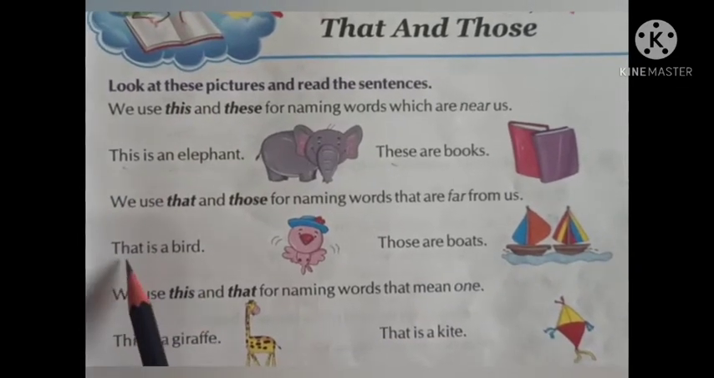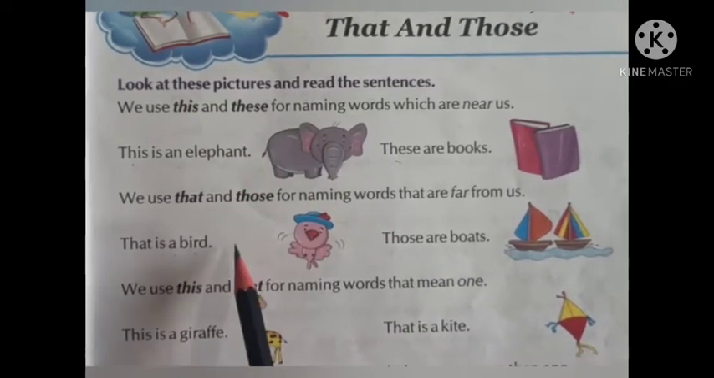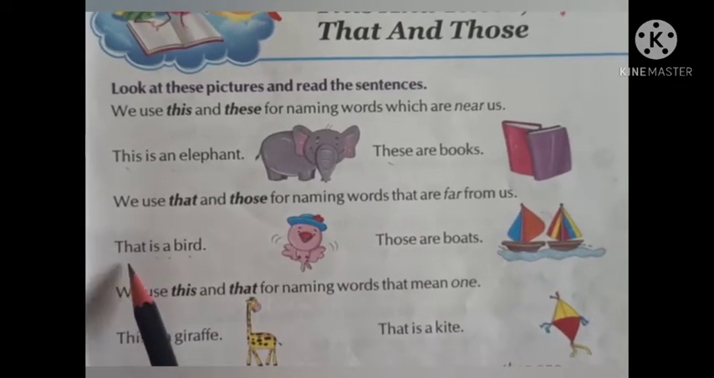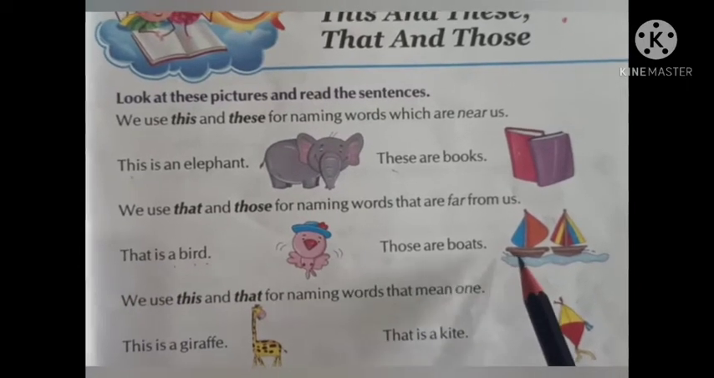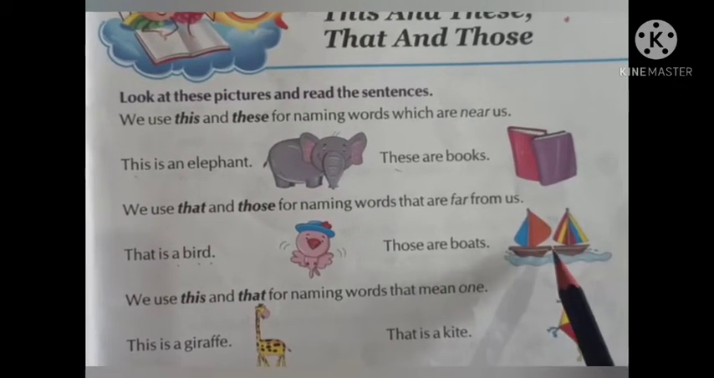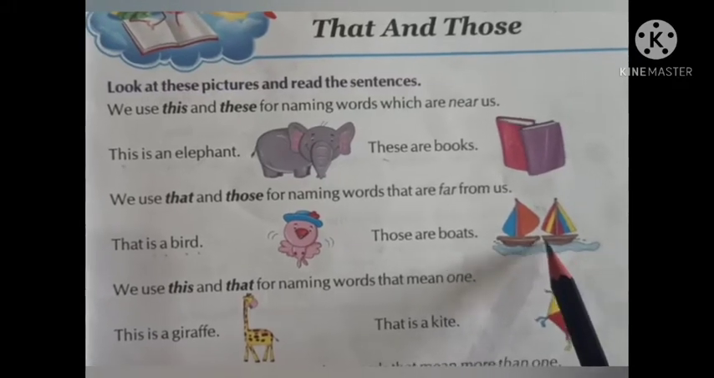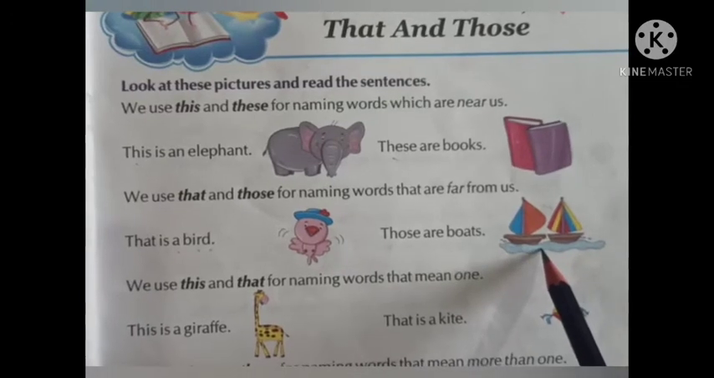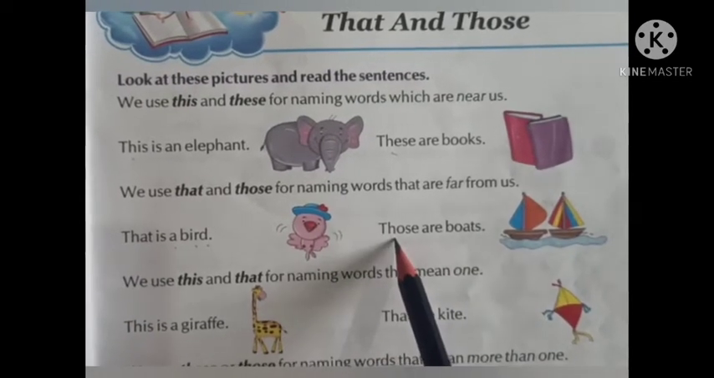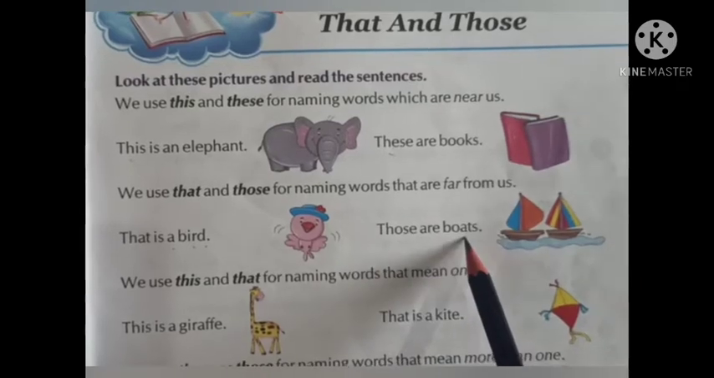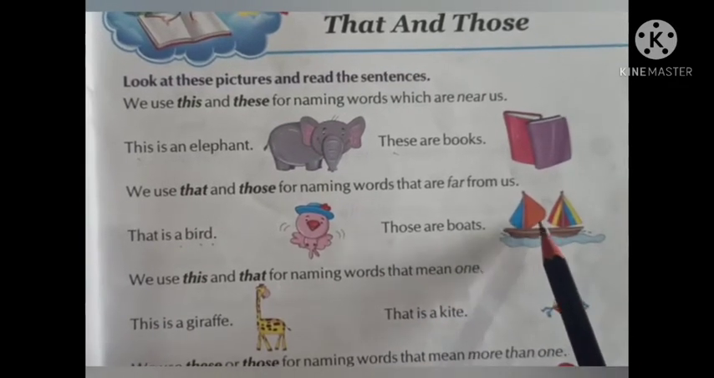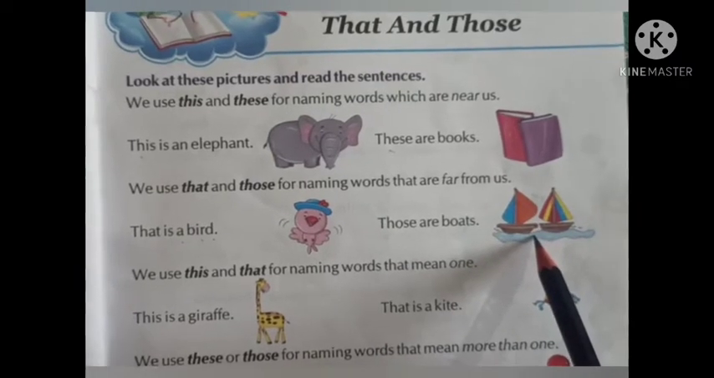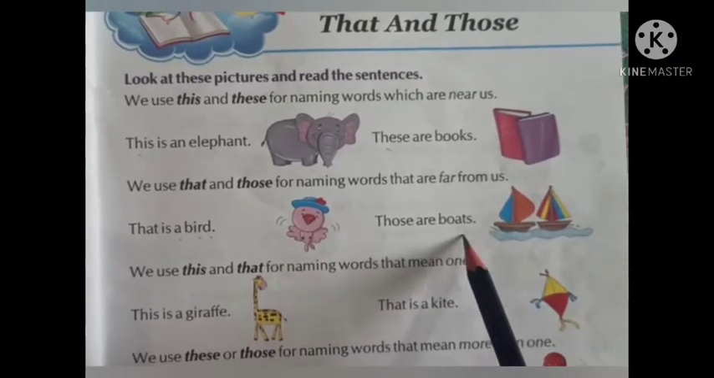Similarly, that is a bird. The bird is at a distance from the person, so it is said that is a bird. Similarly here, boats. The boats are two in number, that is, greater than one. So when the object is more than one in number, we make use of those. So those are boats. The boats are sailing in the sea, far away from a person who is standing on the beach. So they say those are boats.